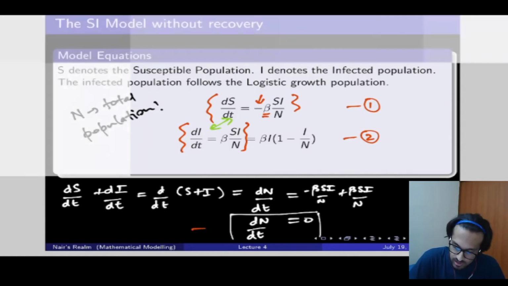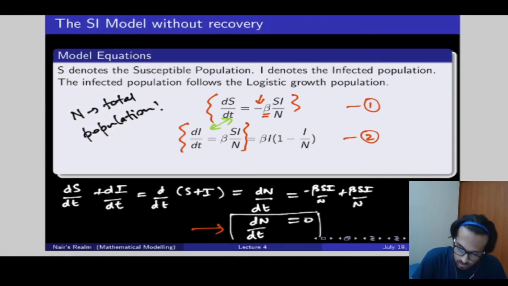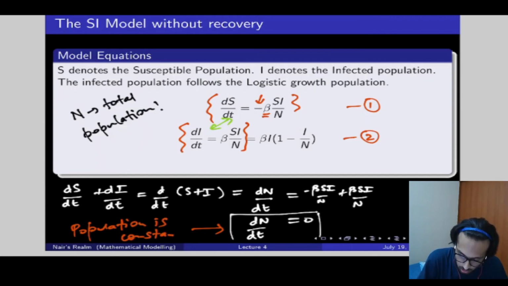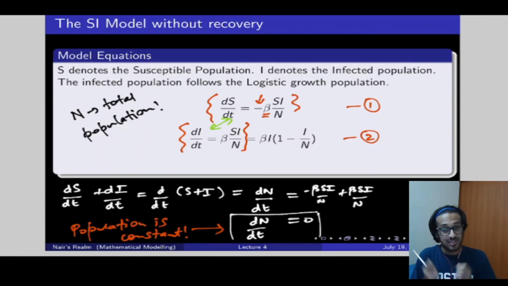This means that population is constant, which is essentially the assumption we made. So we have now verified that the assumption we made in building this model is satisfied. That means this model is correct given those assumptions. That's one important thing to notice.